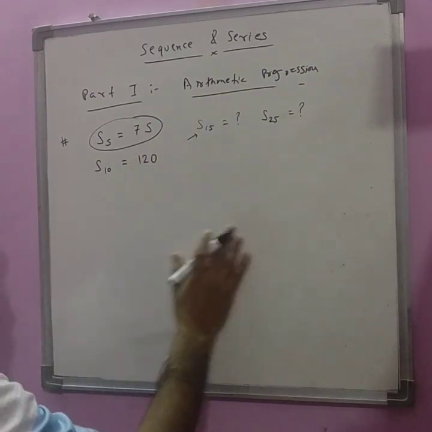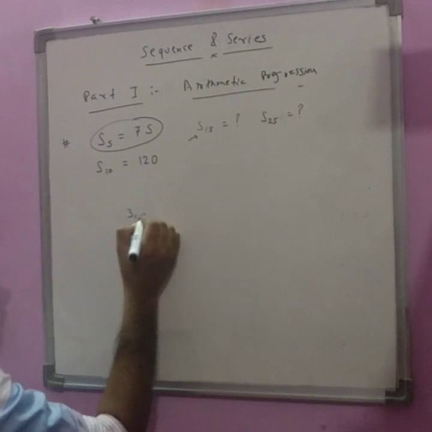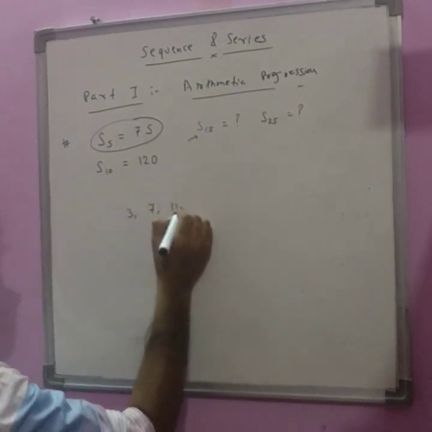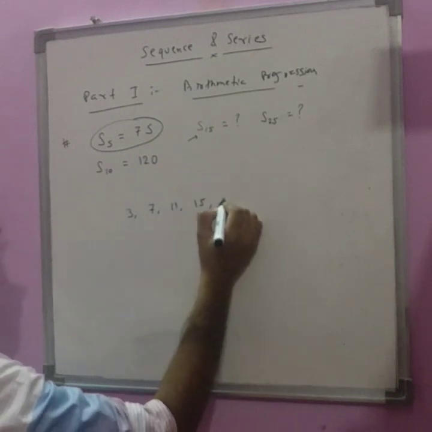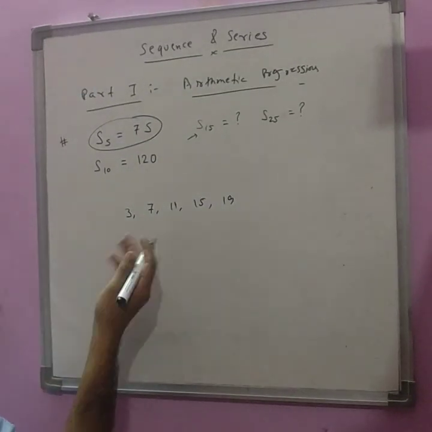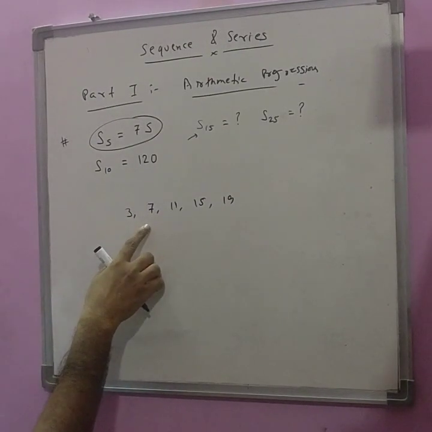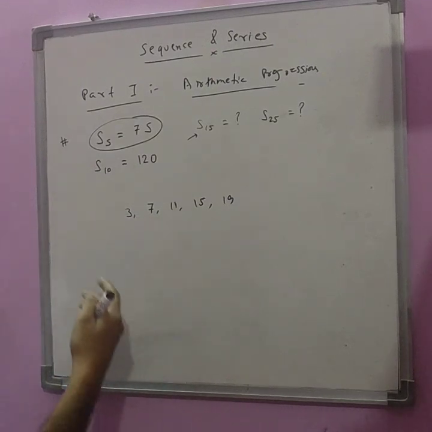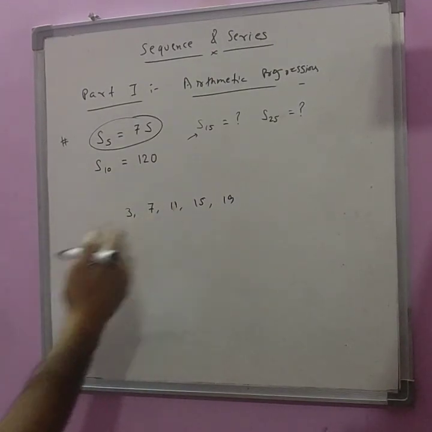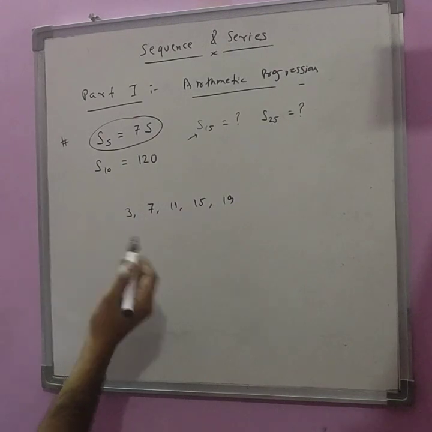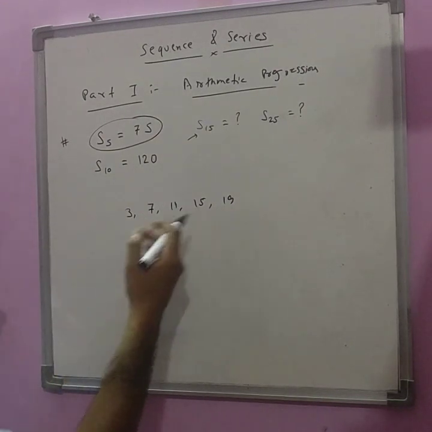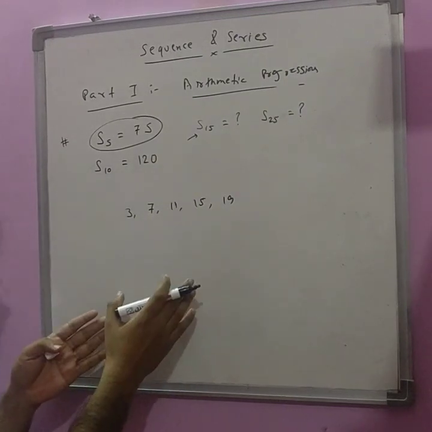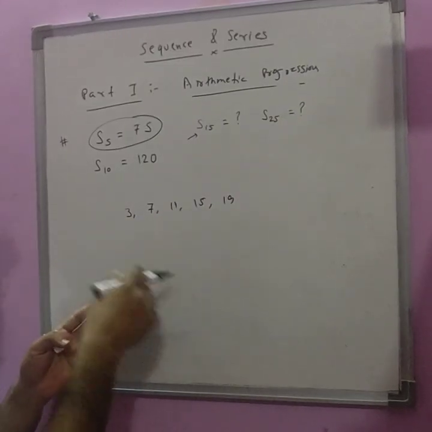I am taking an example. Suppose we have an AP series 3, 7, 11, 15 and 19. So in this series I have 5 terms with a common difference of 4, right? If I ask you what is the average of these 5 terms, we have a formula: sum of all terms divided by the number of terms. But if the series is an AP series, then we do not need to put that formula.